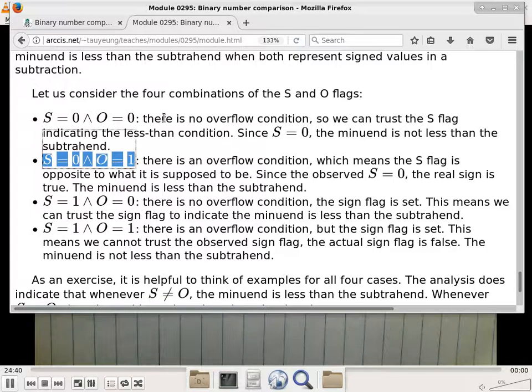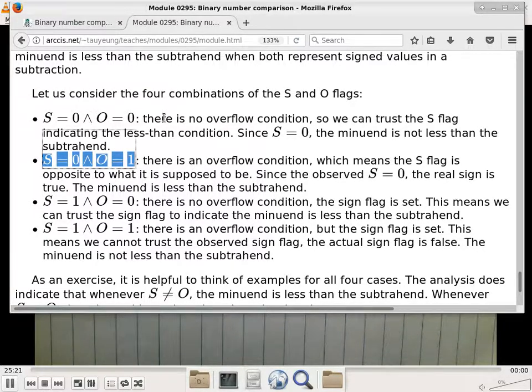Okay, let's take a look at this one. This one is telling us that the actual sign, the sign bit from the bitwise subtraction operation, is a zero. But we also know the overflow flag is a one. Remember, when the overflow flag is a one, it's telling us that the sign flag is wrong. Okay? So if the sign flag being a zero is wrong, what is it supposed to be? It's supposed to be a one. And when the sign flag is a one, how do we conclude between the comparison of the minuend versus the subtrahend?